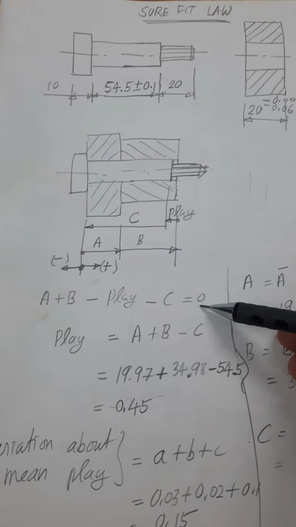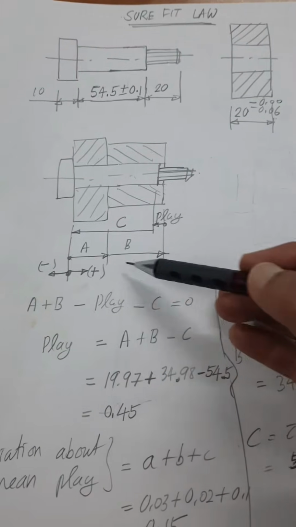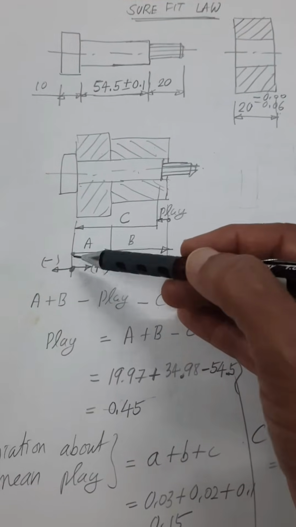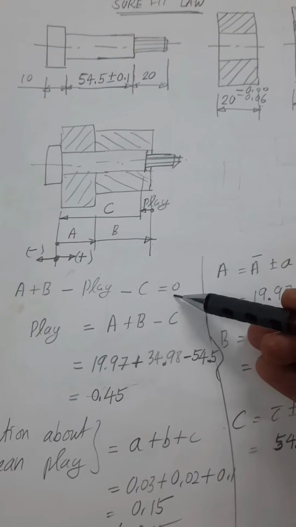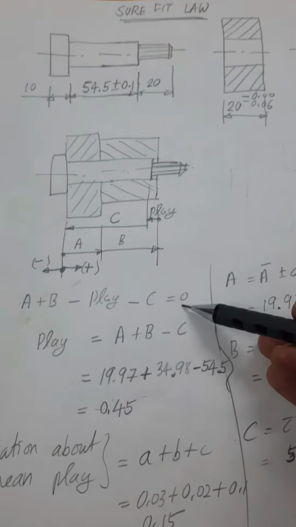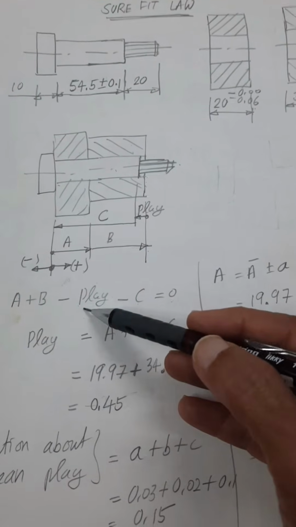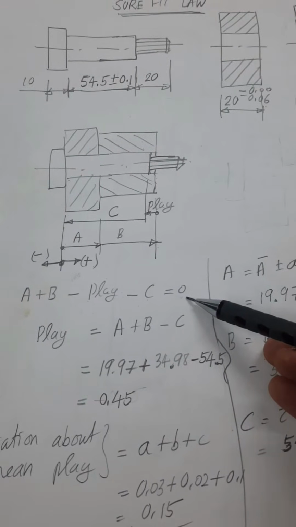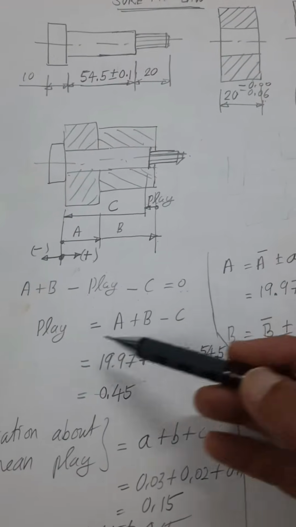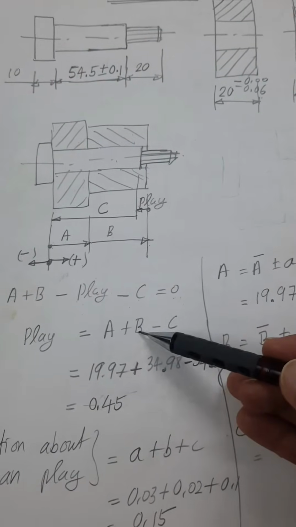Why I am putting 0 here is that I have started from a point, using a loop, and I again come back to the initial point. So the sum of these dimensions should be equal to 0 since I have come back to the initial position again. So from this, A plus B minus play minus C is equal to 0. This is the dimension loop I am getting. From this, the play is found out as play is equal to A plus B minus C.